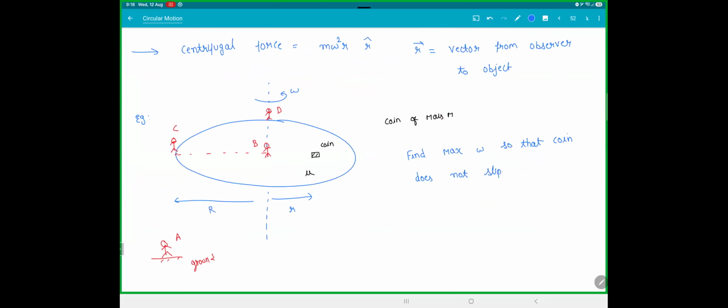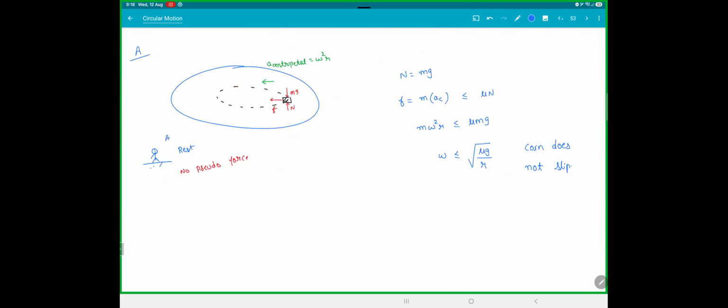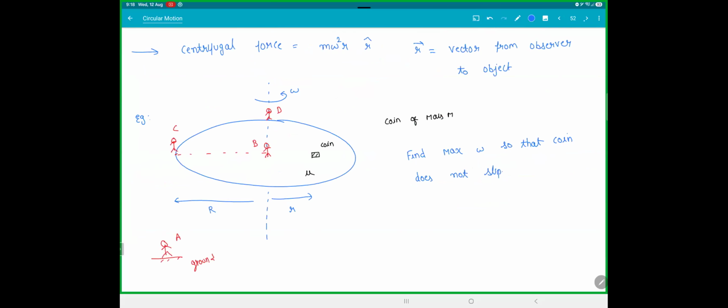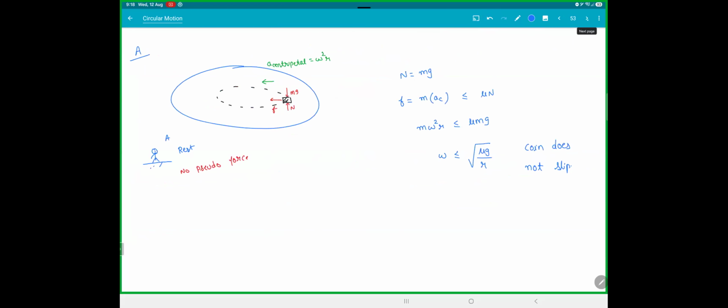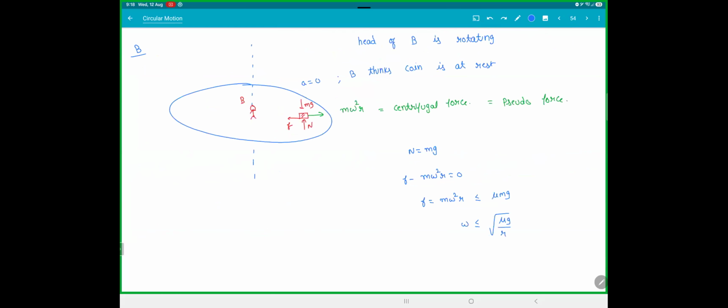That's the second thing. Third thing, when you solve problems, either you solve the problems in A's frame or B's frame. Never do it in C or D. Don't confuse yourself. When you're standing at A, everything is at rest. Observer is not rotating, observer is not moving. So there are no pseudo forces. There's only centripetal acceleration. If you stand at the center B, B is not accelerating, but B's head is rotating. Because of that, you get a centrifugal force.